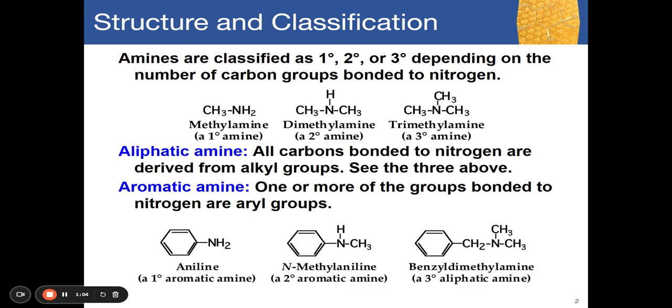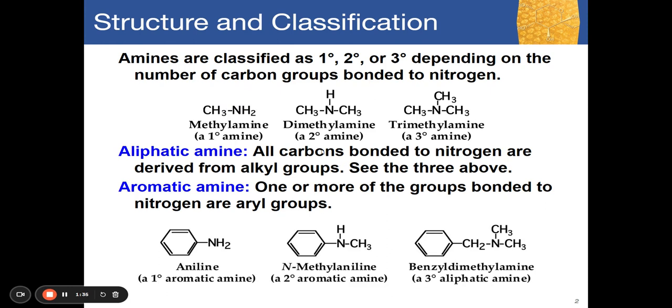Say for example, in these primary amines, the nitrogen here, if you will notice, has one bond. It has a single bond to a carbon, and the carbon is bonded to three hydrogen groups. The hydrogens bonded to that carbon are not counted. We're counting the number of carbons attached to the nitrogen directly. So that's why we call this a primary amine.